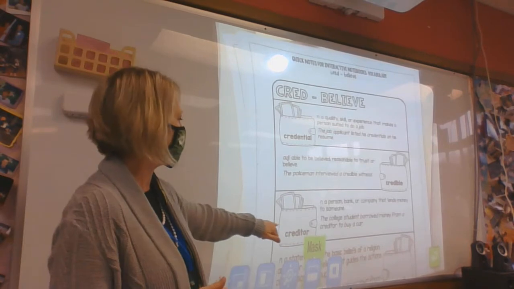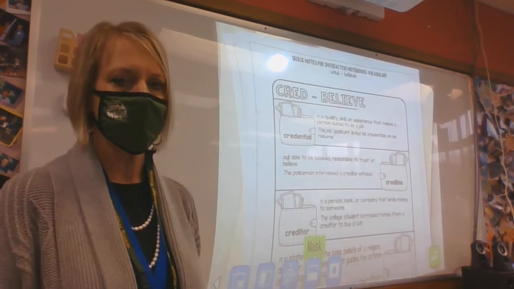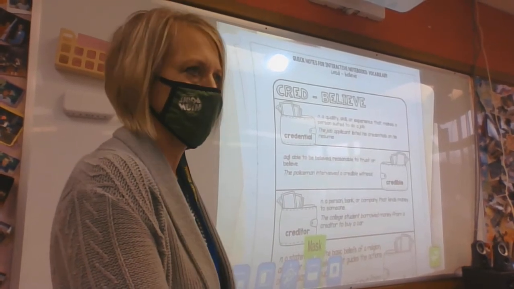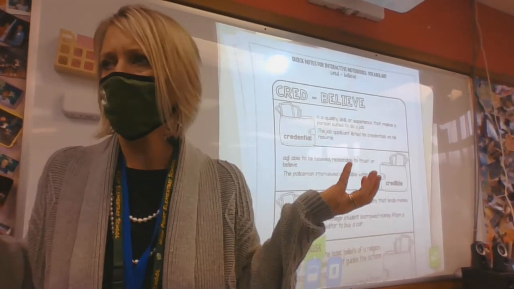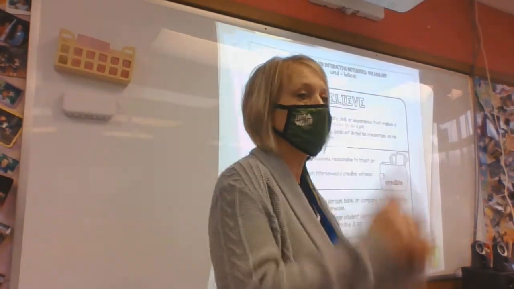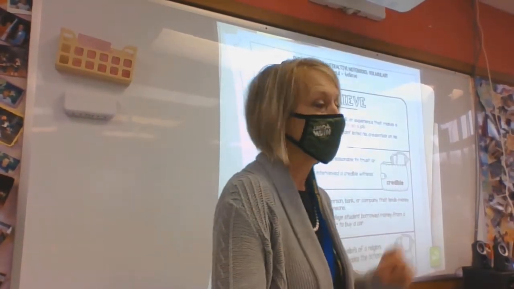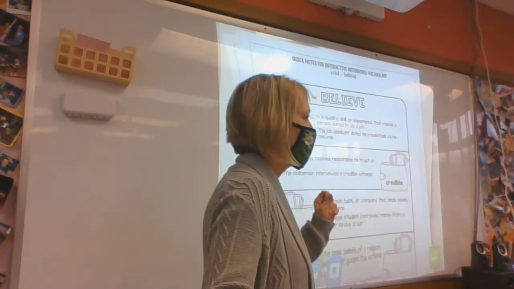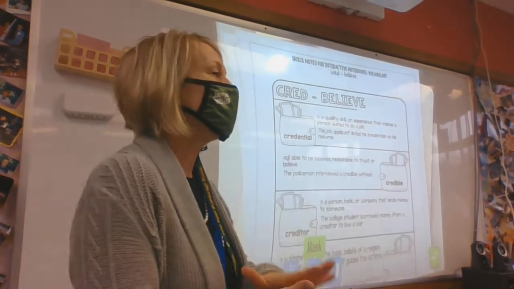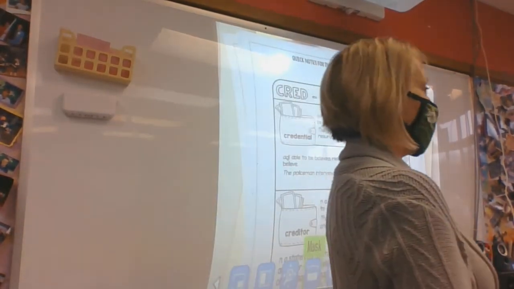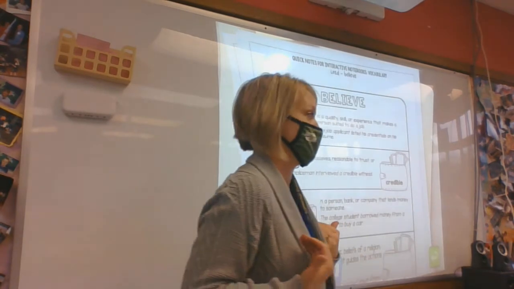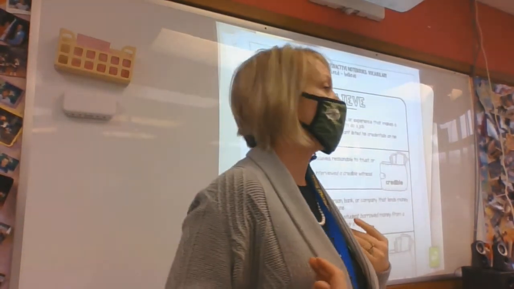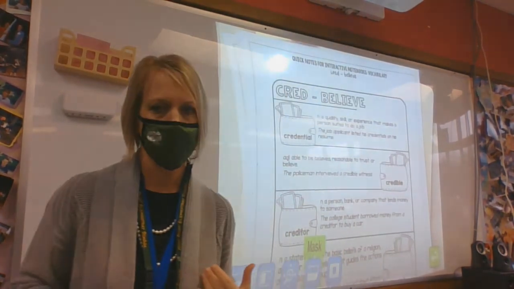The one here at the bottom says creditor. A creditor is someone who loans you money. What's that have to do with believe? Well, if I don't believe you will pay me back, I am not going to give you my money. Ready? What did I say? If I give you money, I want to believe you're going to give it back to me. So that's why we call it a creditor. I believe you're going to pay me back. The bank is your creditor.